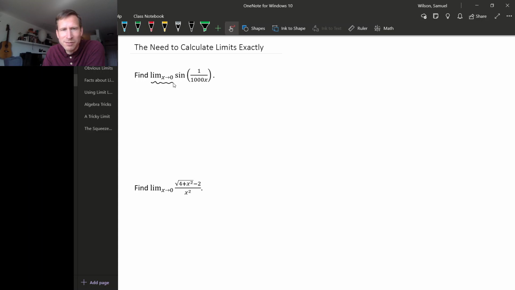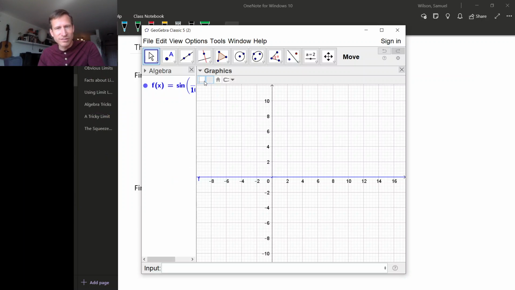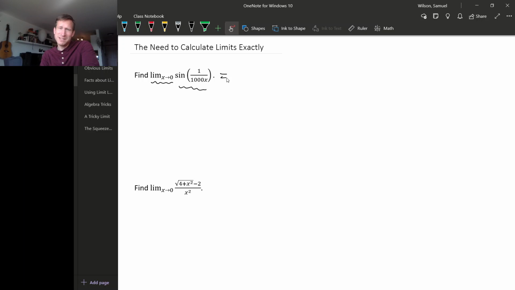So let's find the limit as x goes to 0 of sine of 1 over 1000x. And if you look at a graph of that in your favorite graphing tool, it might look something like this. So you see the graph just sort of comes from far to the right and far to the left. We're heading towards 0, so it just comes into the middle here, and it looks like it's just heading towards 0. So shouldn't this be 0?